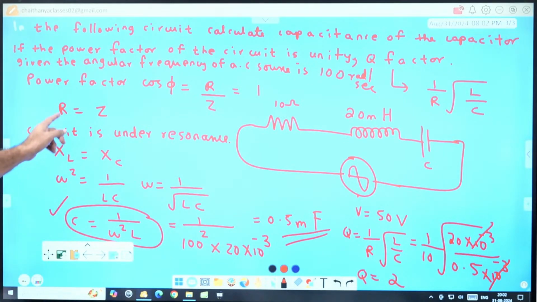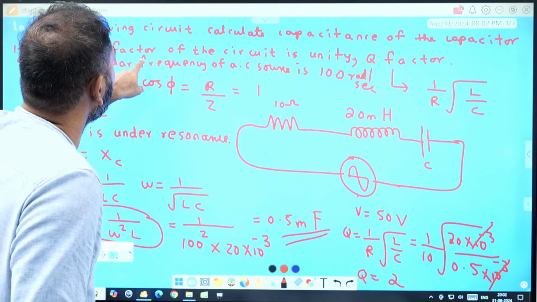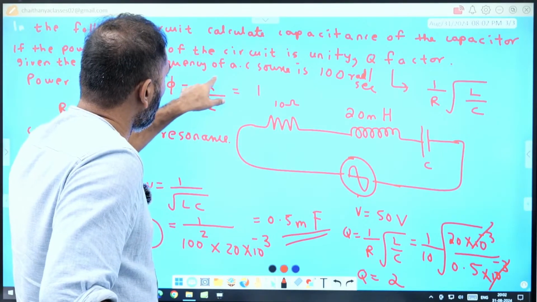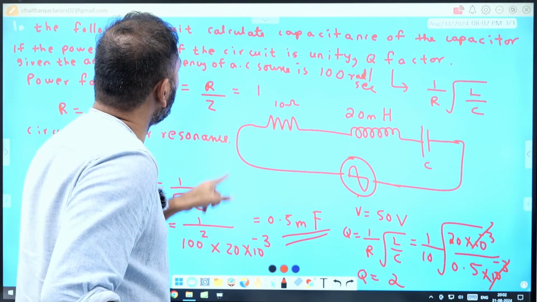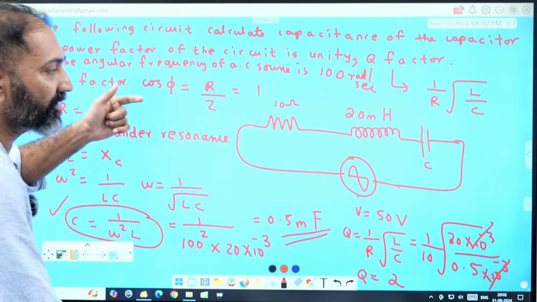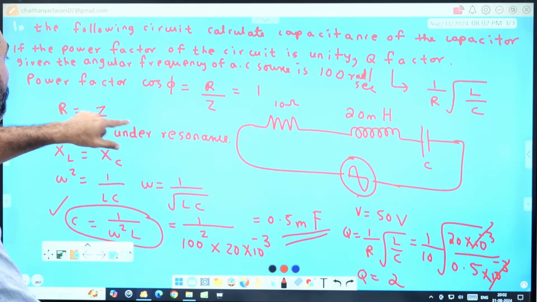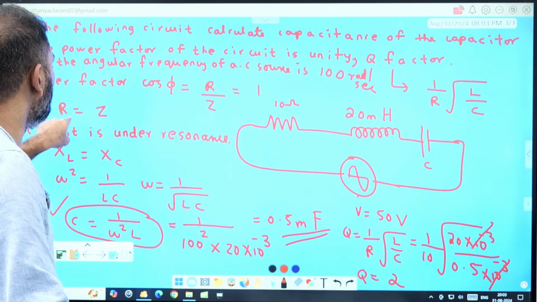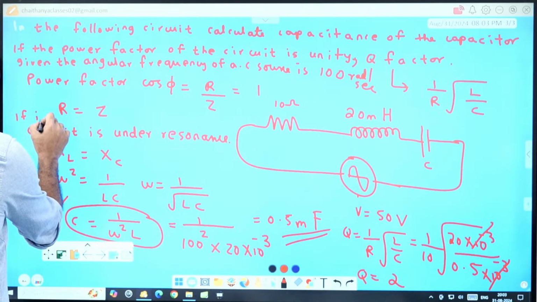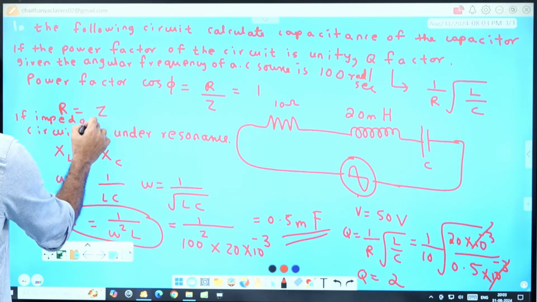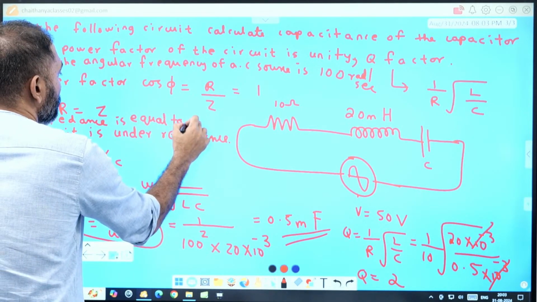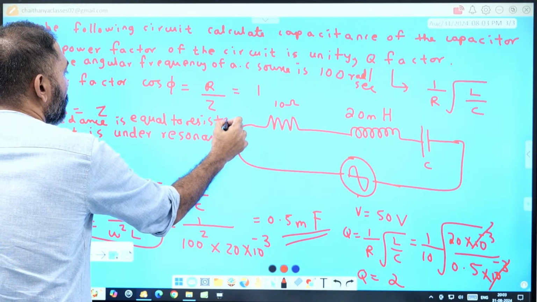Why is the circuit in resonance? Here in the question it is given that the power factor of the circuit is unity. Power factor cos phi is equal to R by Z. Cos phi equal to R by Z means R by Z is equal to 1. Then R equal to Z. We have seen the properties of resonance: if impedance is equal to resistance, the circuit is under resonance.